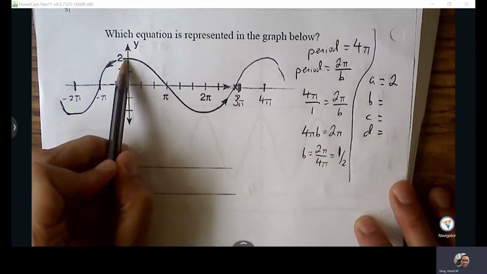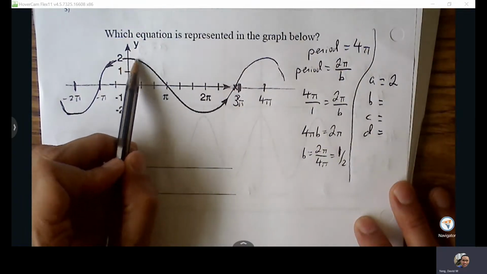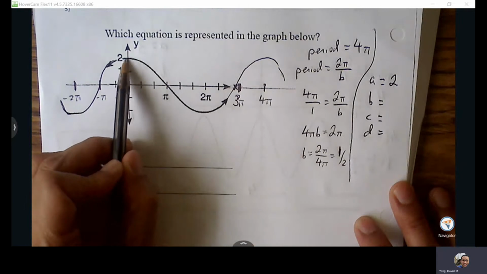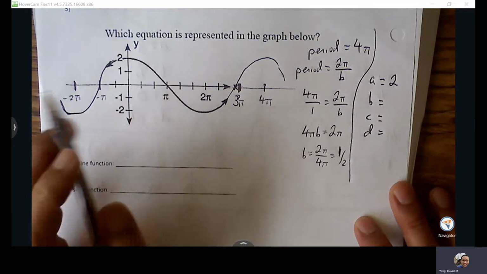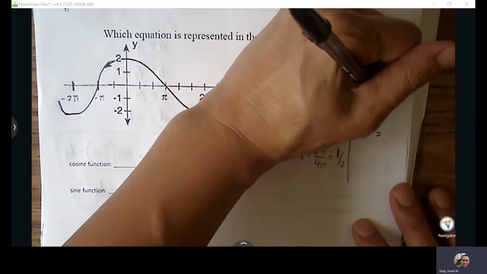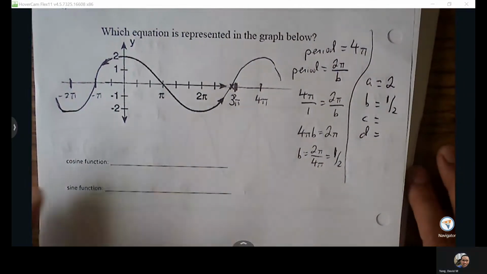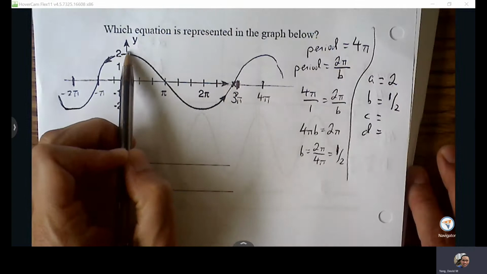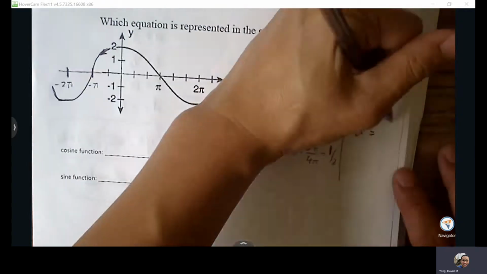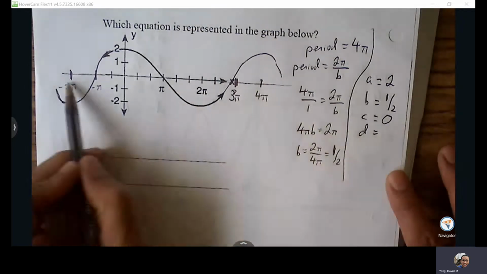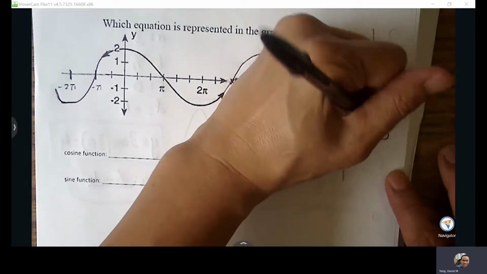And it's starting at the max, so there's no need to do any reflection, right? This is where we expect the parent cosine function to be in terms of the max. Okay, b is 1/2. We just found that. Any shift? No, right? It's starting where we expect it to start with cosine. Any vertical shift? No, right? Our dotted line is right on the x-axis, hasn't moved.